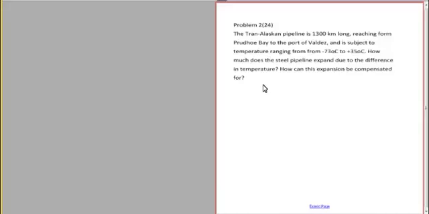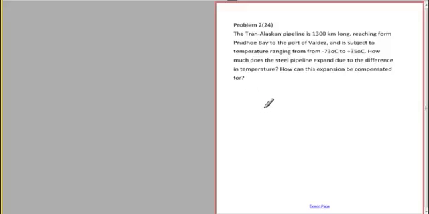Okay, we're on problem number 2, which should look very familiar if you've taken the test already, because I kind of based it on this problem, so it's pretty simple. So you have this pipeline, 1,300 kilometers long, and it's subjected to a temperature change from negative 73 degrees C to plus 35 degrees C. How much does a steel pipeline expand due to the temperature difference?